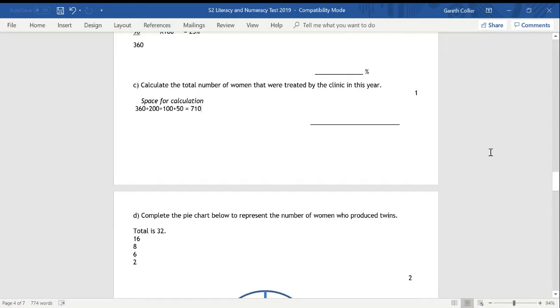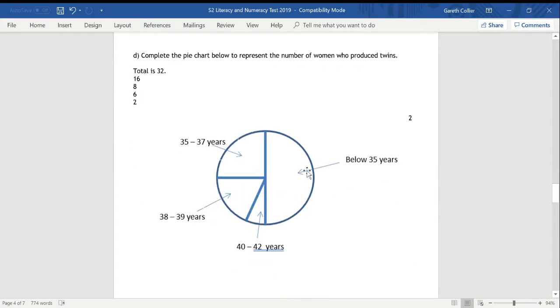That's the answer, 710. The pie charts are quite tricky. You were given a pie chart with 16 segments in it. So 16 is half of our total, which is 32. So there are 32 total women who produced twins. Easiest way to do this is we know that out of the total, which is 32, 16 of them are in the below 35. So we should know that 16 is half of 32. So half of these segments, think of it like an orange or Terry's chocolate orange, half of them are going to be the below 35.